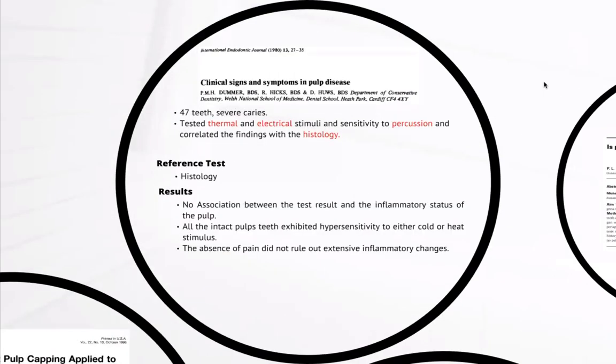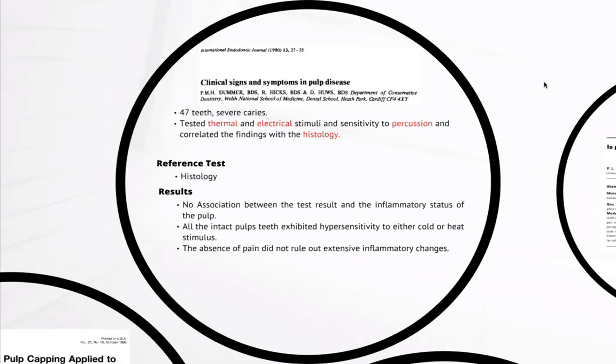This is a study that was done by Dummer, and it was to try to correlate if there is any correlation between the status of the pulp and our diagnostic tools. They did 47 teeth, they did thermal, electrical, percussion, and the reference test in this study was histology. So they collect the data, they look at histology, and they see how accurately they correlate to each other. And the result: there is no association between the test and the inflammatory status of the pulp.